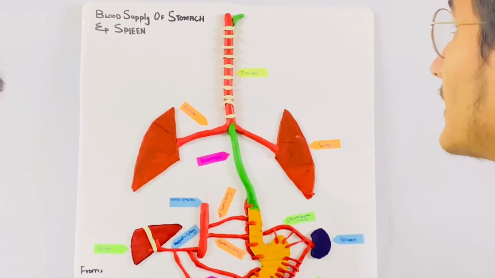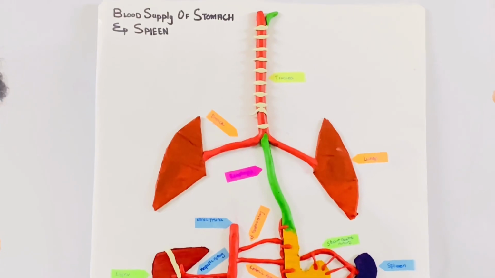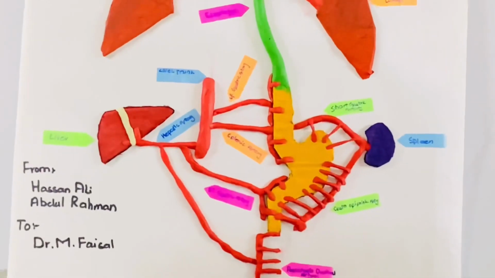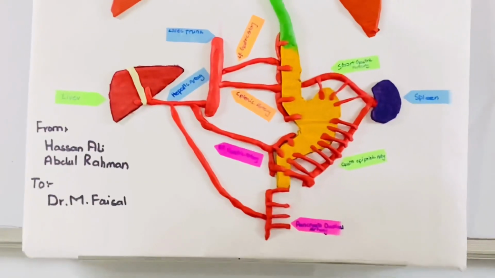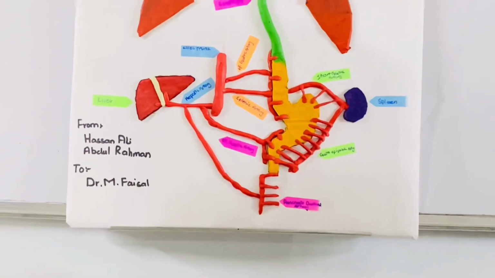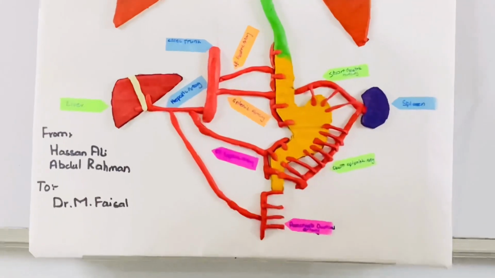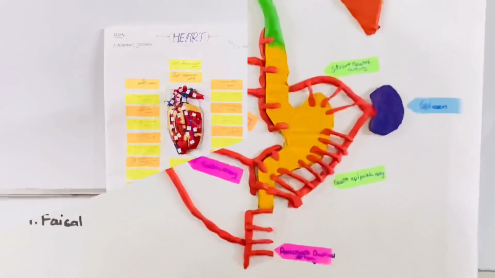Then the common hepatic artery gives blood to the liver. Then the right gastric artery, which gives blood supply to the lesser curvature of the stomach. Then the pancreaticoduodenal artery, which gives blood supply.